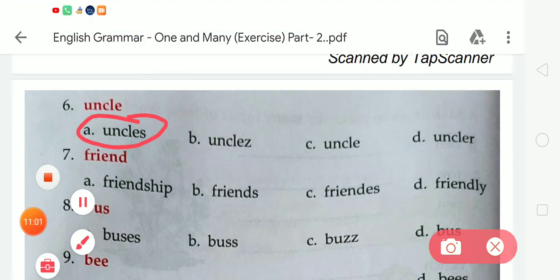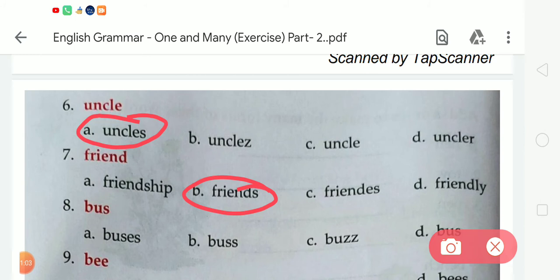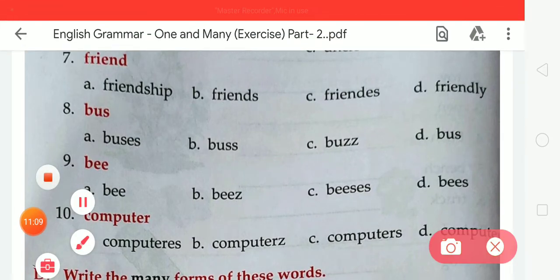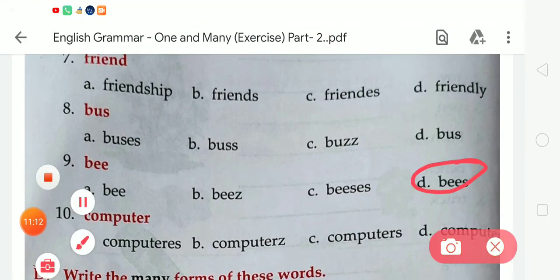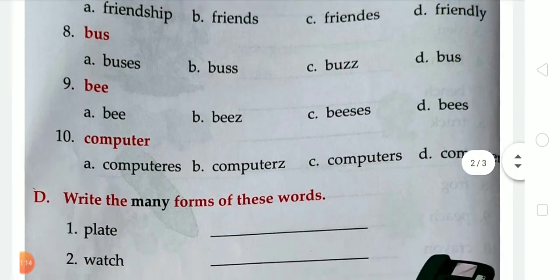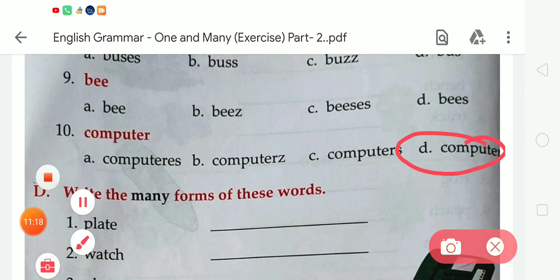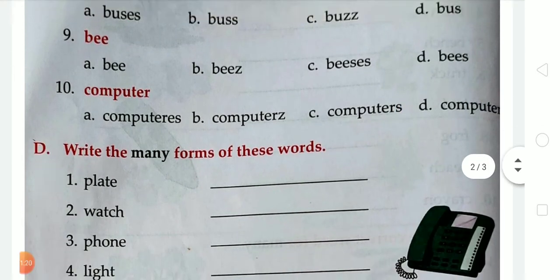In 7 we have to circle option number B. In number 8 we have to circle option number A, that is passage. In number 9 we have to circle option number D, and at the last we have to circle option number D, that is computer. Okay, so like this we have to complete exercise B.